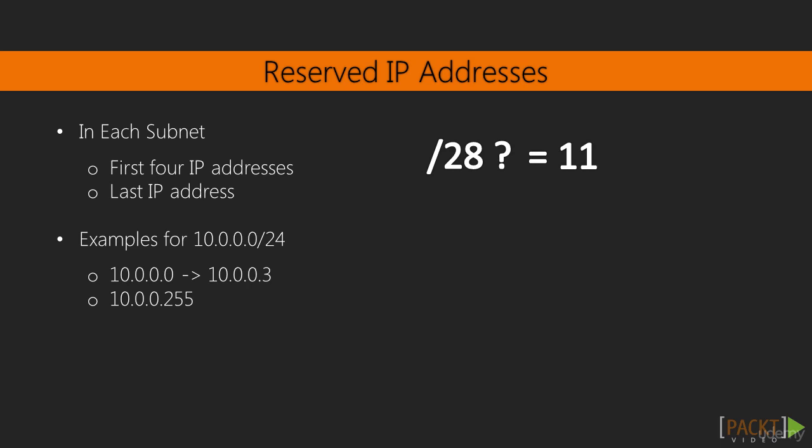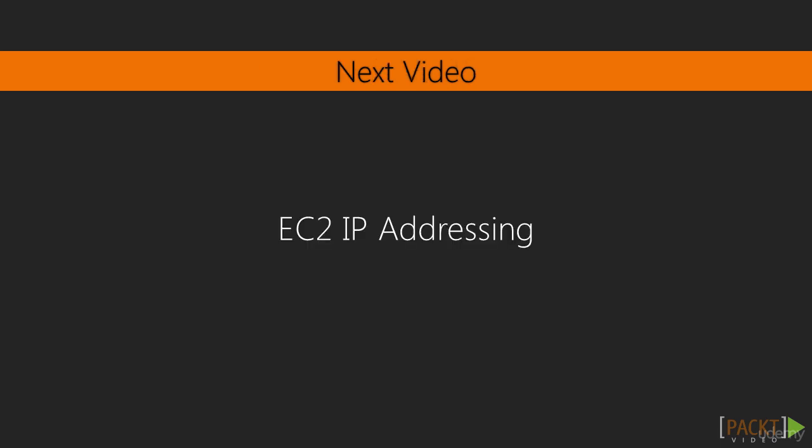This completes our discussion of CIDR notation. In the next video, we will cover the types of IP addresses you can assign to your EC2 instances, and we will introduce elastic network interfaces.